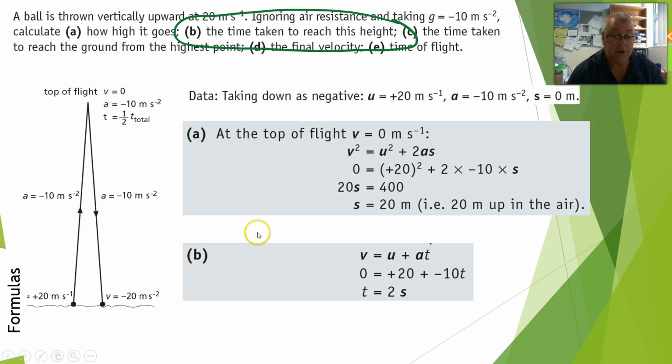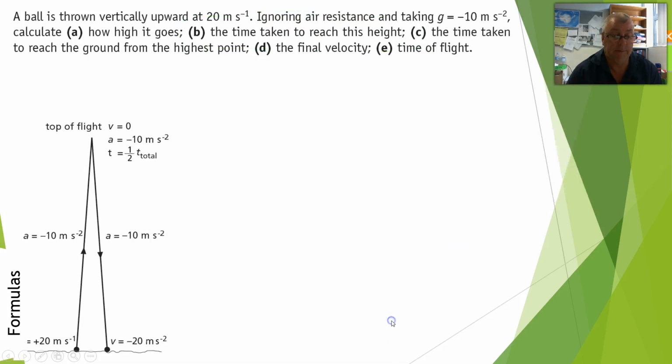The time taken to reach this height: using u, a and v, we can work out that it takes 2 seconds to get there. If you weren't careful with your signs, you would get a different result, or you might get a negative time, and we can't have a negative time.